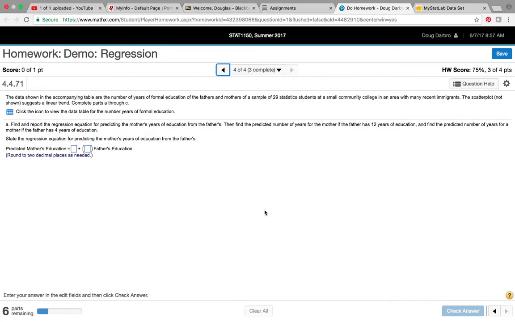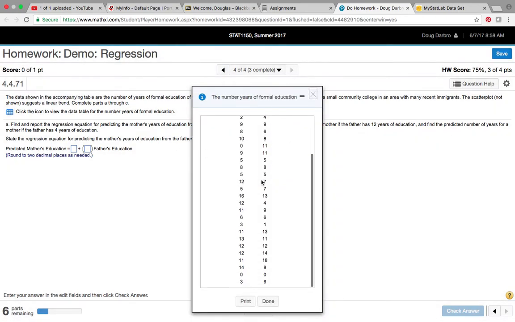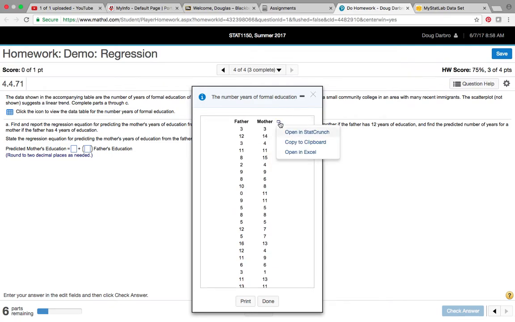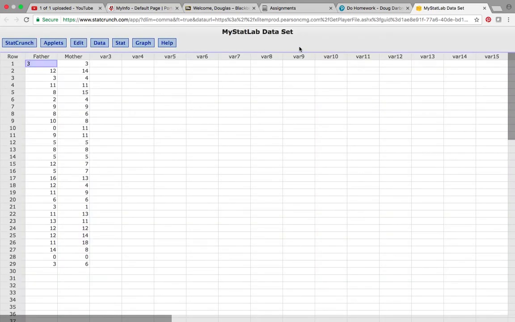All right, question 4 of 4. We're just moving right along here, aren't we? So gang, let's click the data. The data in the accompanying table are for the years of formal education of the fathers and mothers for 29 students in a small community college with many recent immigrants. The scatter plot not shown suggests a linear trend. So we certainly wouldn't have to go through and type all those numbers in, and the great thing about the way I'm teaching the class now is we can open this in StatCrunch and we have our data very, very quickly.